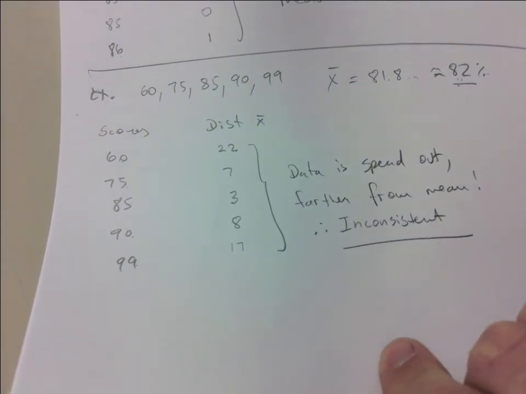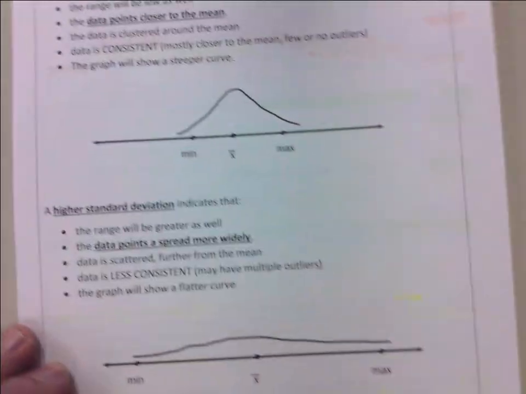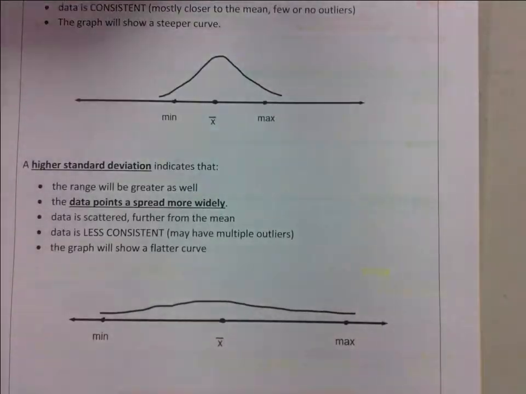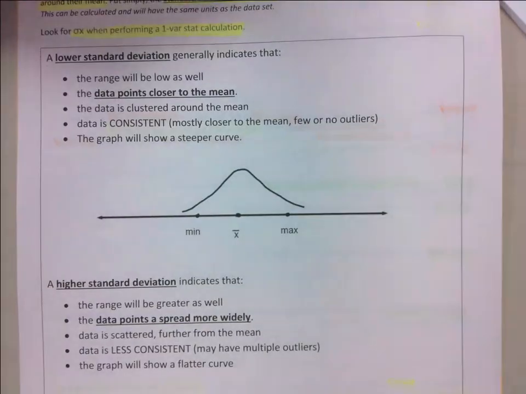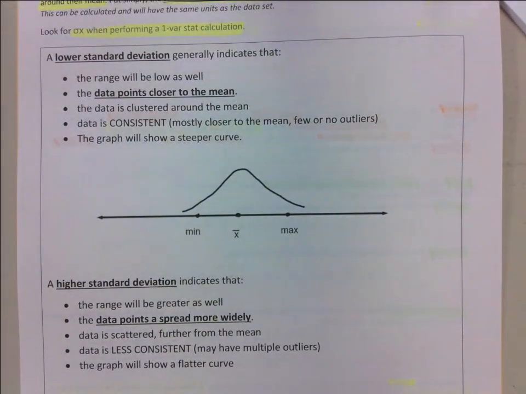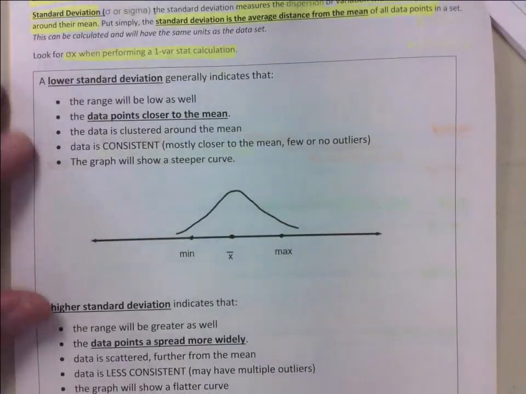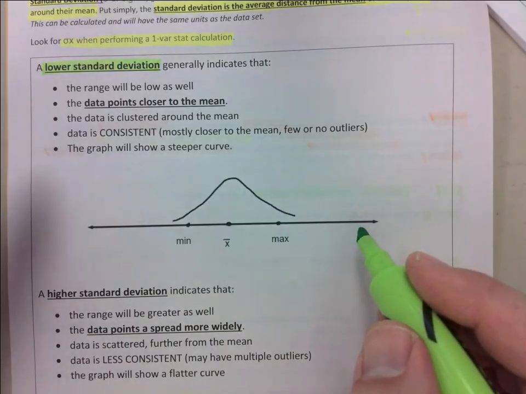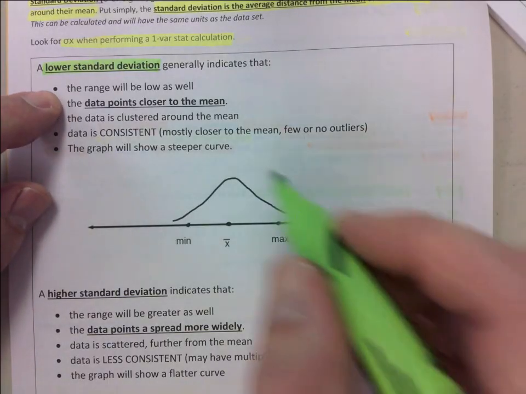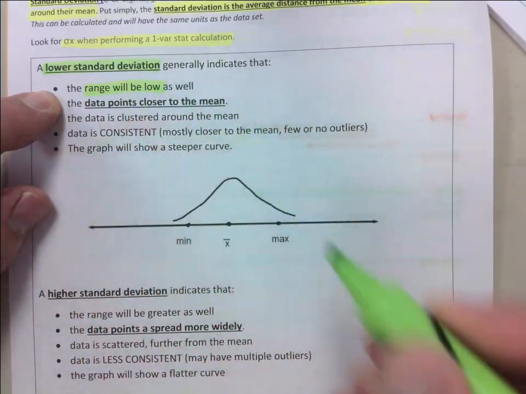Okay, I'm going back to page 3. Thank you for paying attention and following along. I appreciate that. So I'm going to use green for lower standard deviation because most of the time a lower standard deviation is better, right? A lower standard deviation generally indicates that the range will be low as well.